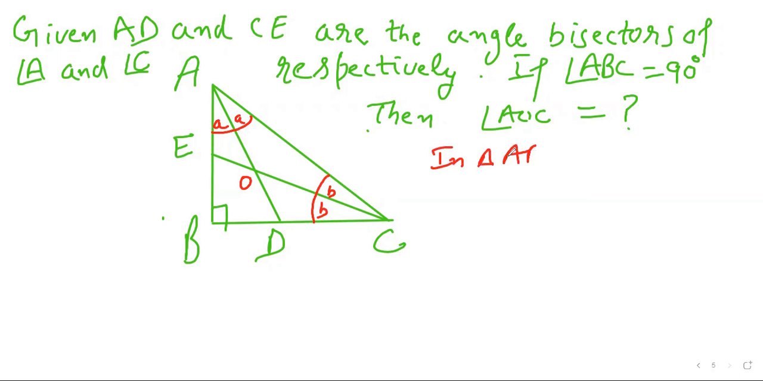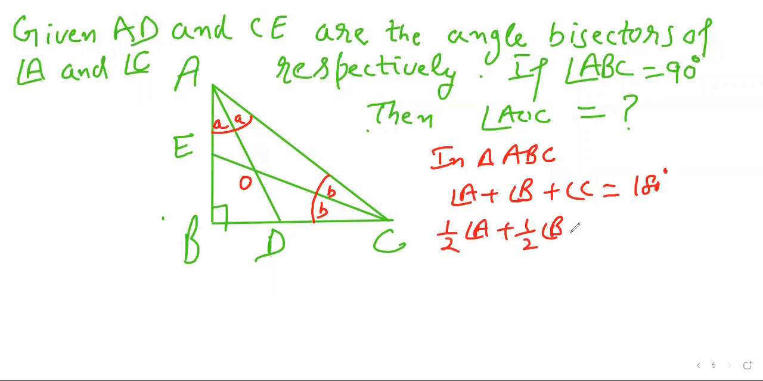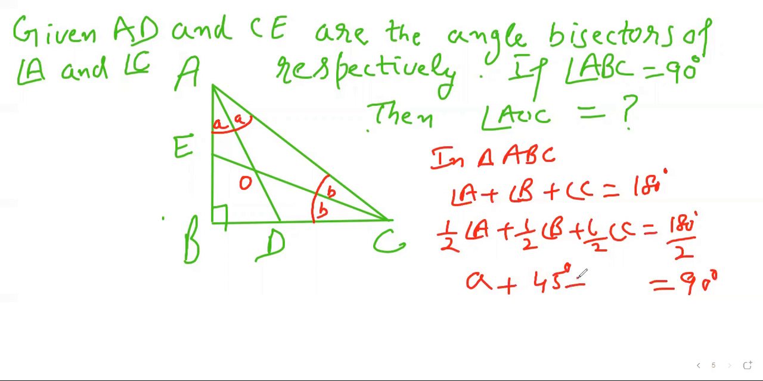In triangle ABC, we know the angle sum property. The angle sum property says that angle A plus angle B plus angle C is equal to 180 degrees. Dividing throughout by half, I get half angle A plus half angle B plus half angle C is equal to 180 divided by 2. It is 90 degrees. So half angle A we can write as small a. Half angle B is 45 because angle B is 90. So it is 45 degrees. Half angle C we can write as c. So a plus c is equal to 45 degrees on solving the linear equation.